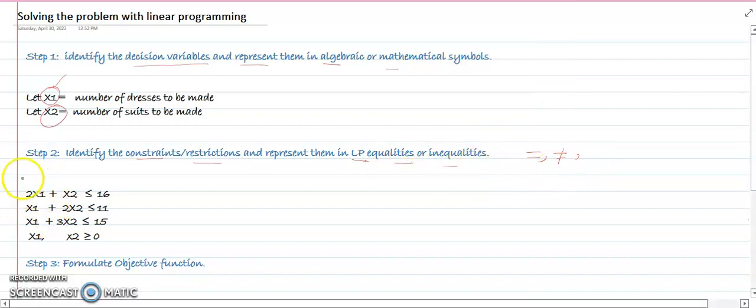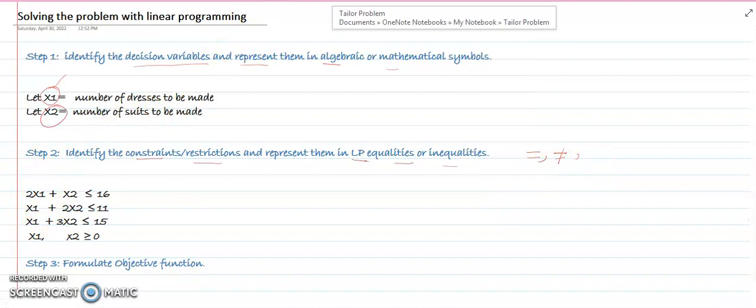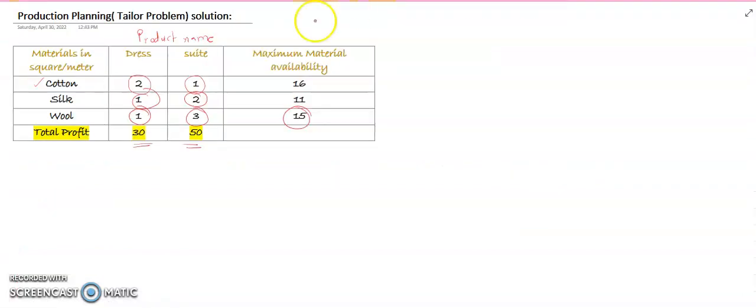So from the problem we have to go back to the data table, and the data table tells you all. So this first row will become your equation number 1. How will it become equation number 1? Two dresses. As I told you, for dresses we are using the symbol x1, and for suits we are using the symbol x2. So it now becomes easy.